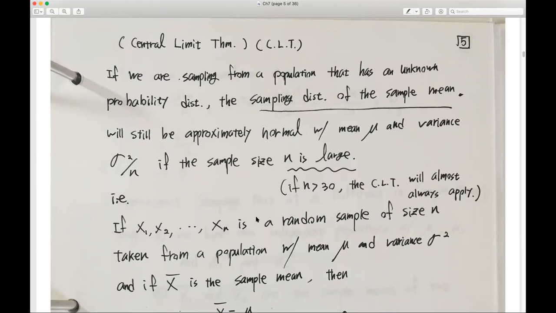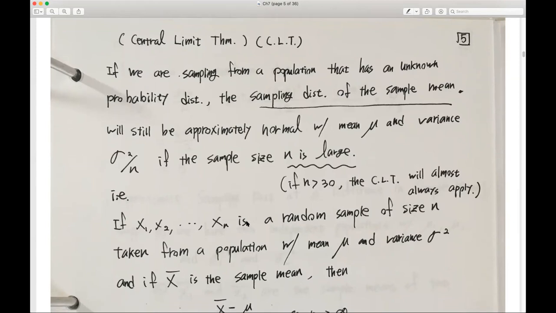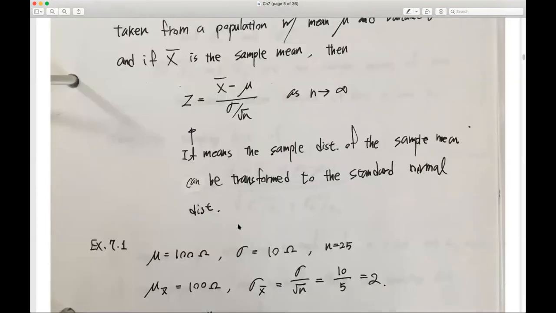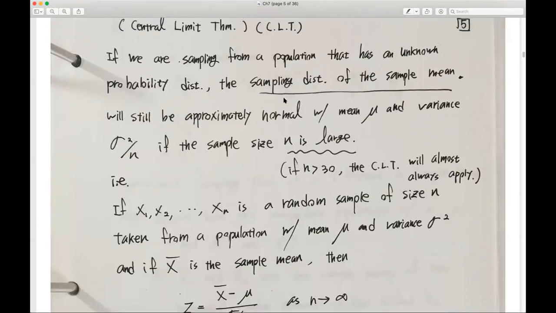If n, the sample size, is greater than 30, then the probability distribution of the sample mean will be approximately normal. So now, next one. What if the population is a normal distribution? Then the sampling distribution of the sample mean will definitely be a normal distribution, with the mean mu and the variance sigma square over n.